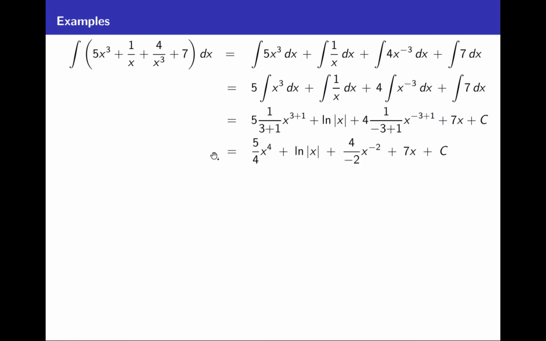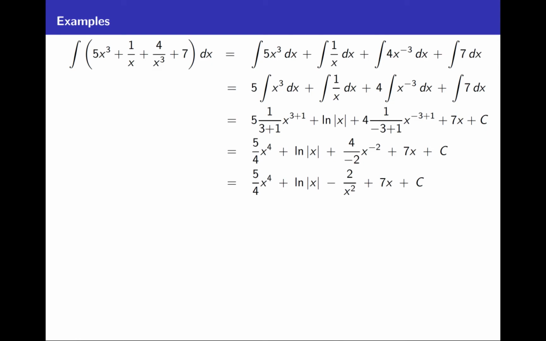Now, cleaning this up, we have 5/4 x to the 4th plus ln of x. This 4 times minus 1 over minus 3 plus 1 is 4 over minus 2, x to the power of minus 2, plus 7x plus c. And finally, one last little bit of cleanup here. Let's move that minus up to the top. And there's our answer.